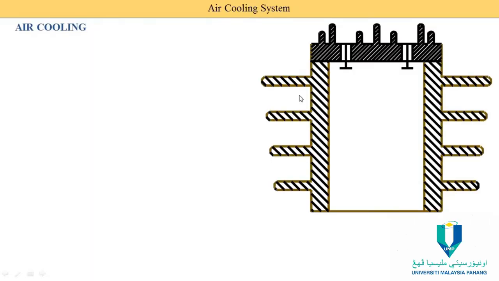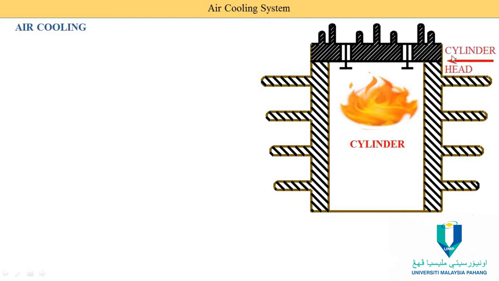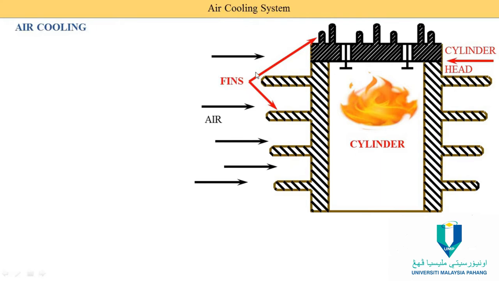So in this cooling system, here is the engine cylinder part. Inside the cylinder is where the combustion of fuel takes place, and under it the piston reciprocates. This open part is known as the cylinder head, and then these radial fins that surround the cylinder engine are known as fins. So the cylinder that is surrounded by fins has air passed over it, and the air reduces the temperature of the cylinder wall. So that's the reason they call it the air cooling system.